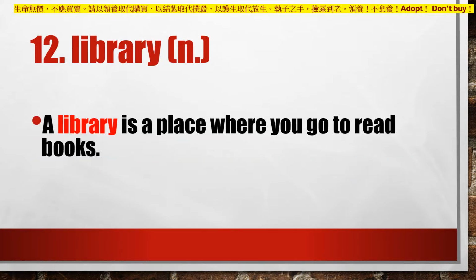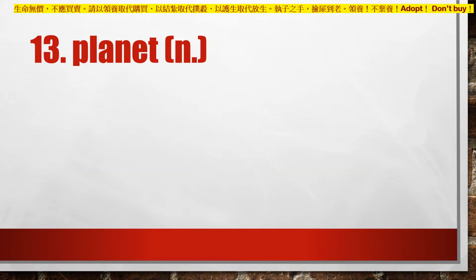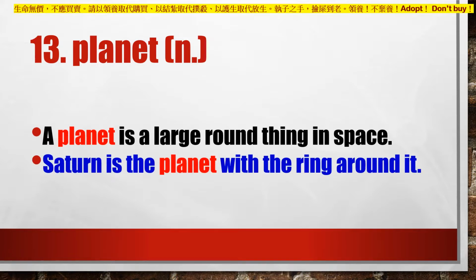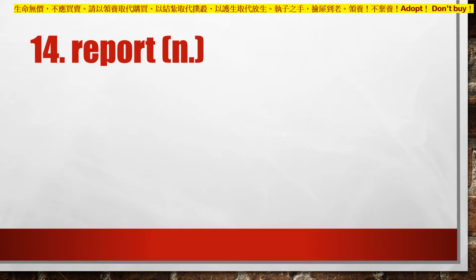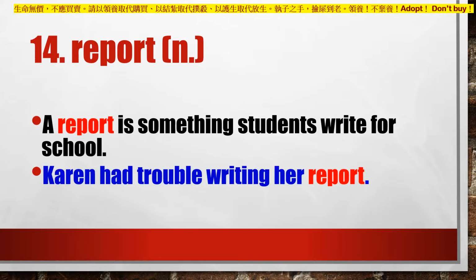Library. A library is a place where you go to read books. The library at school is full of books. Planet. A planet is a large round thing in space. Saturn is the planet with the ring around it. Report. A report is something students write for school. Karen had trouble writing her report.